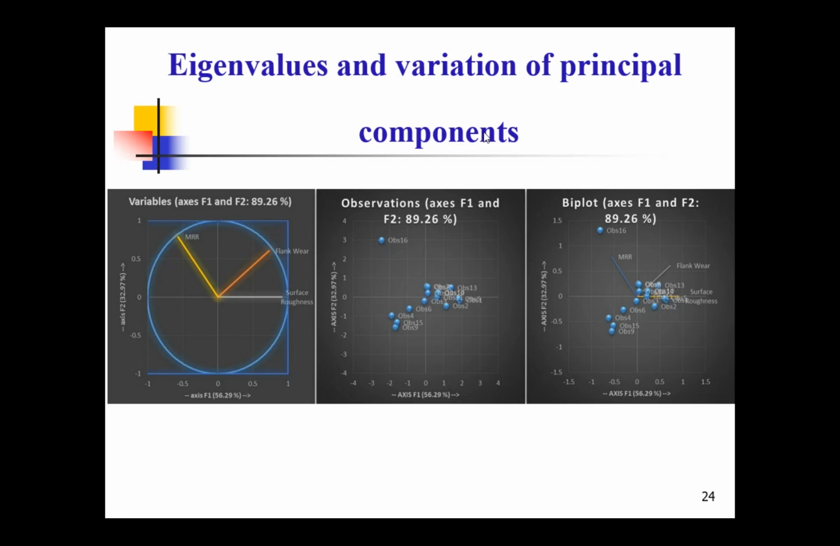By combining the loading plot and score plot, I draw the biplot. Here you can see the position of flank wear, MRR and surface roughness, and the 16 readings. That one is not an outlier, it is within the reference line. From this we determine the data structures, clusters and outliers, so whether our data are perfect or not. By using these plots, we can easily identify.